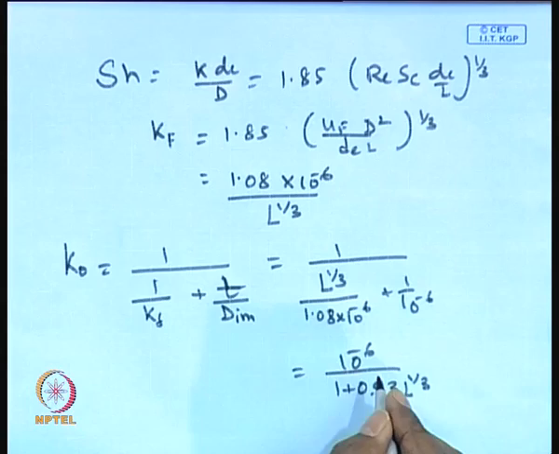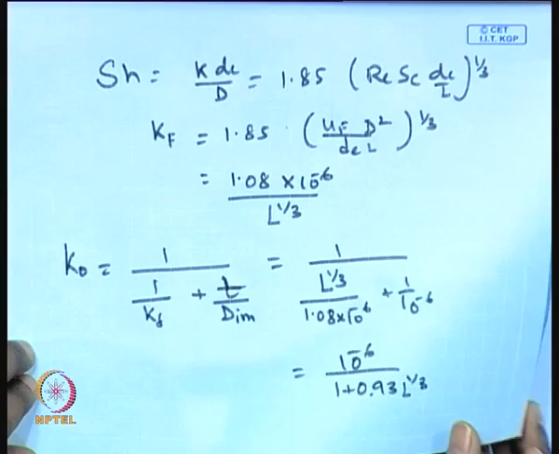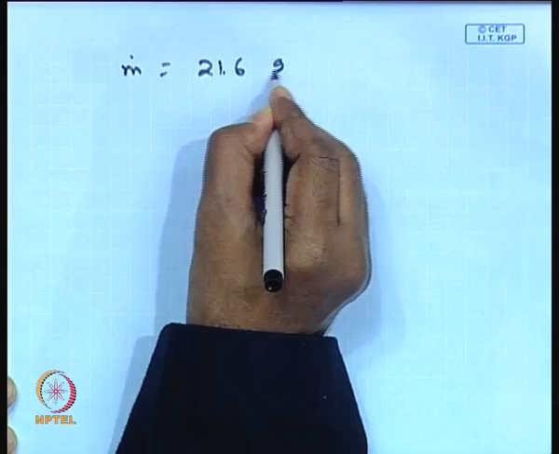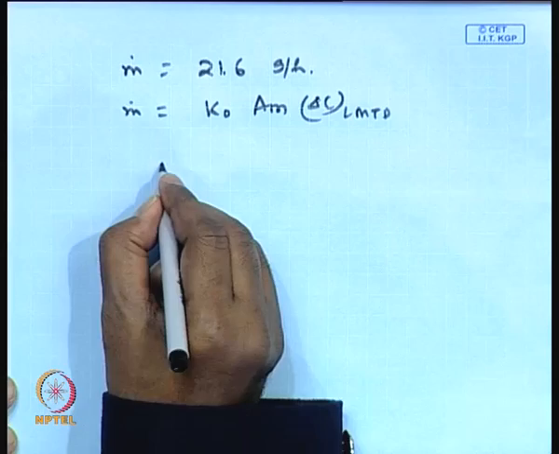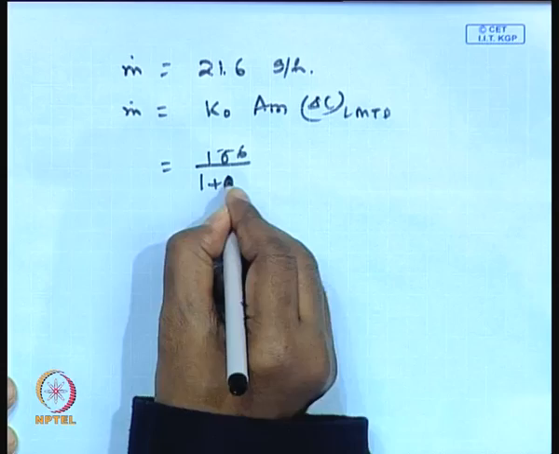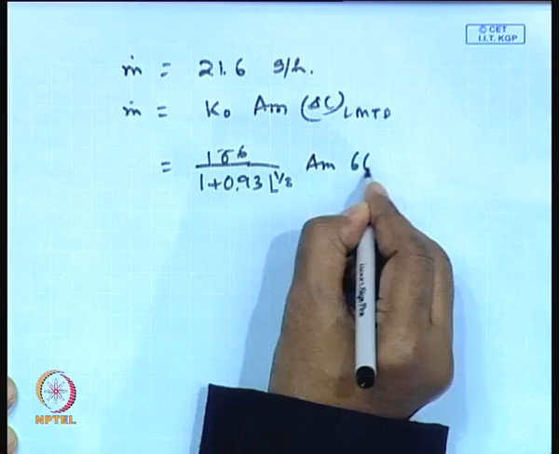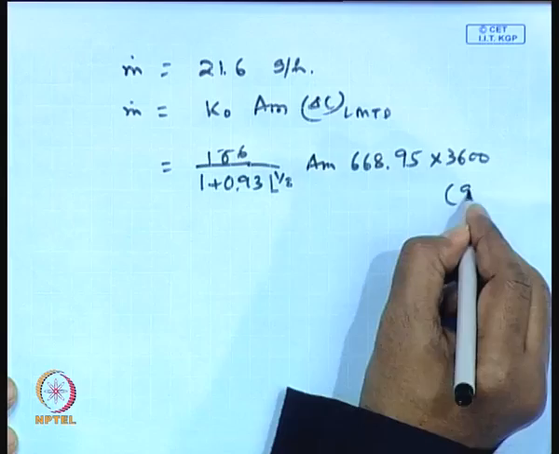So, that is the value of the overall mass transfer coefficient in this particular case. You have already calculated that m dot is 21.6 gram per hour, and now you can calculate m dot from the definition of the overall mass transfer coefficient as K0 A_m delta C_LMTD. So, it turns out to be 10 to the power minus 6 divided by 1 plus 0.93 L to the power 1 upon 3, times A_m, times 668.95 into 3600, and this unit will be gram per hour.